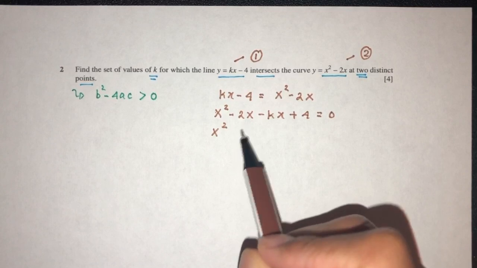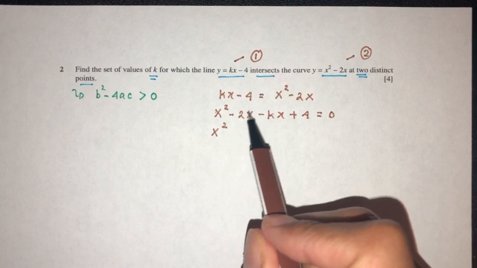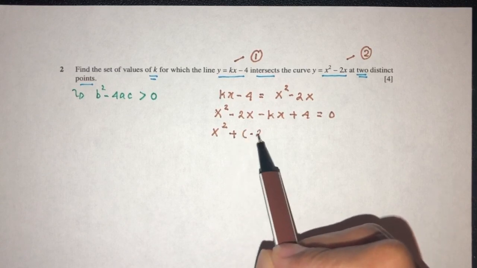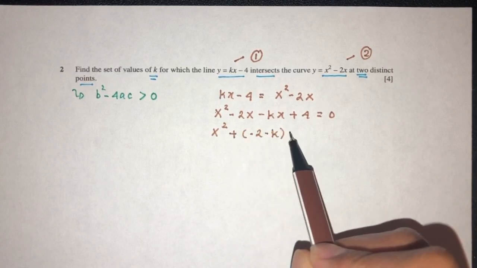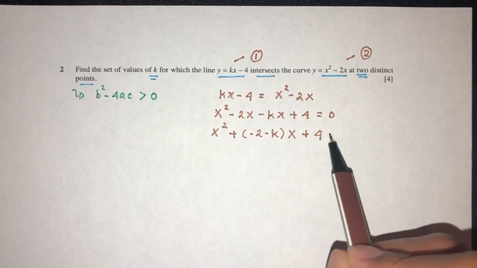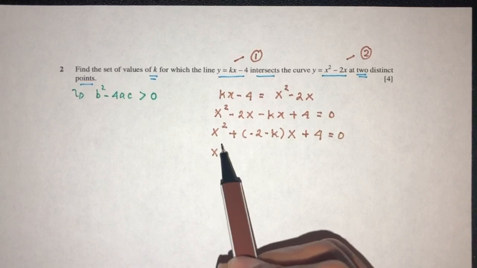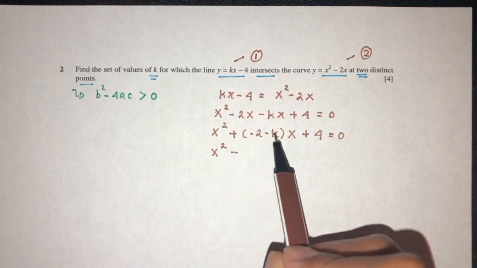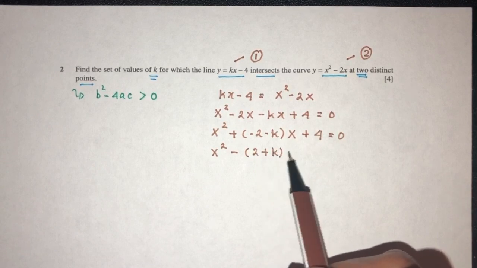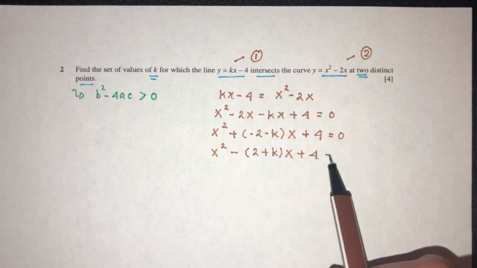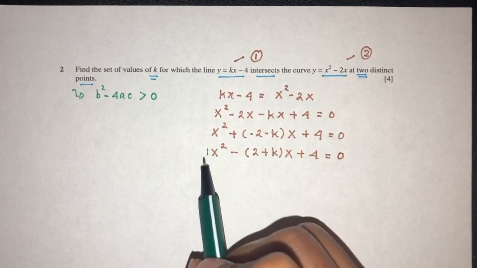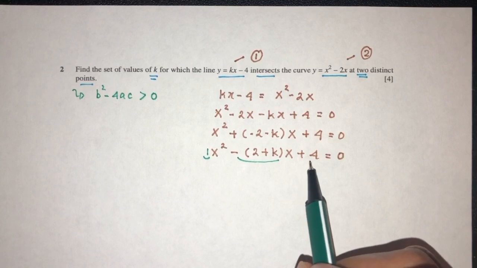Simplify x squared. Now we can take out the value of x, so you will have minus 2 minus k times x. So x will be factorized outside, and then we have plus 4 equal to 0. Then again, we can still factorize. Take out minus, you will have x squared minus, and then here you will have 2 plus k times x plus 4. Okay, so now we have this equation. We can write down the values of, this is a, this is b, and this is c.